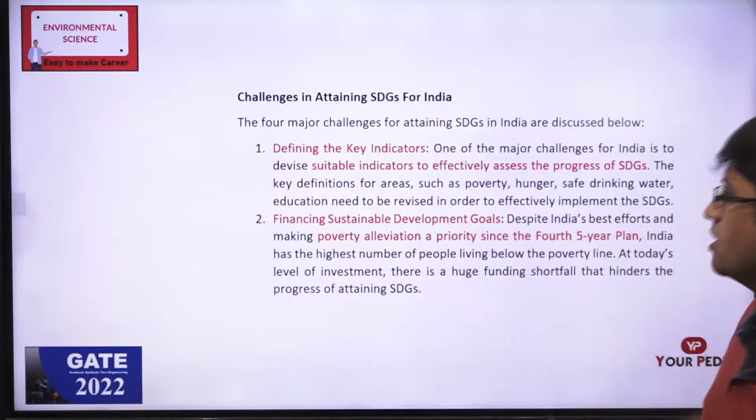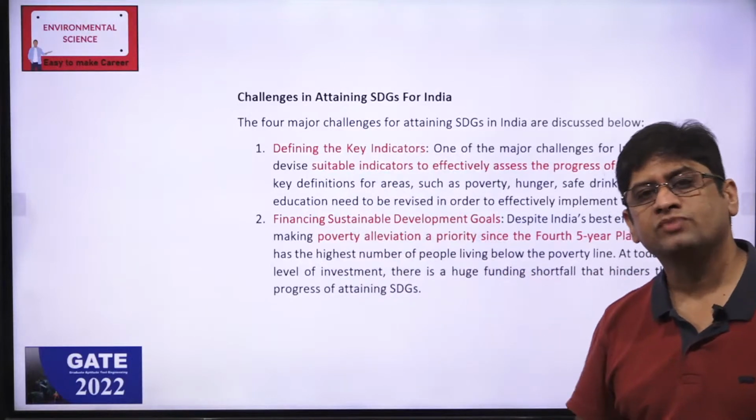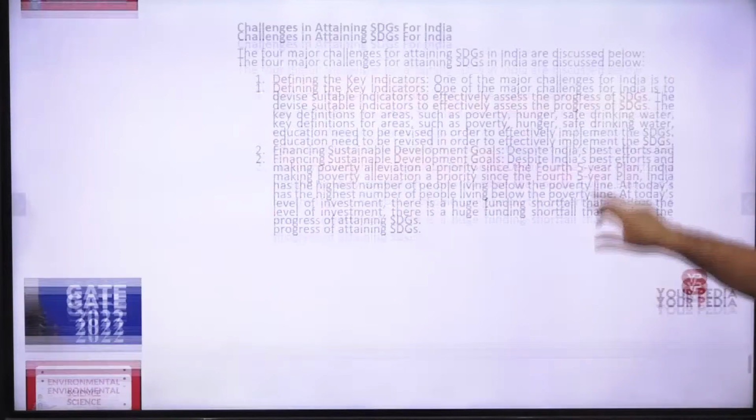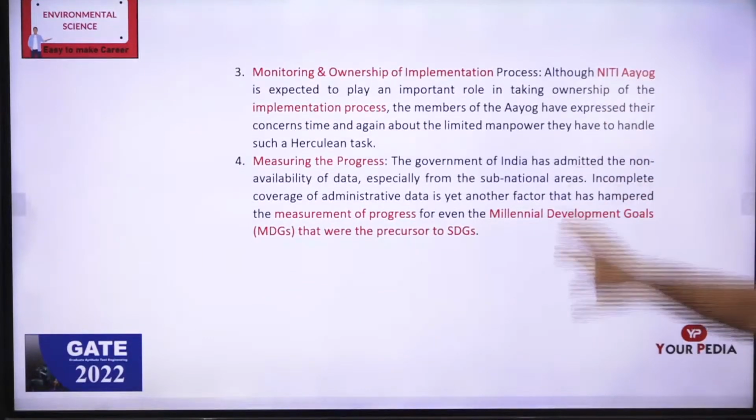That is a worrisome fact. So from where to finance the sustainable development goals? पैसा कहां से आएगा इसको फाइनेंस करने के लिए? Government should have money. That is another problem. Monitoring and ownership of implementation.